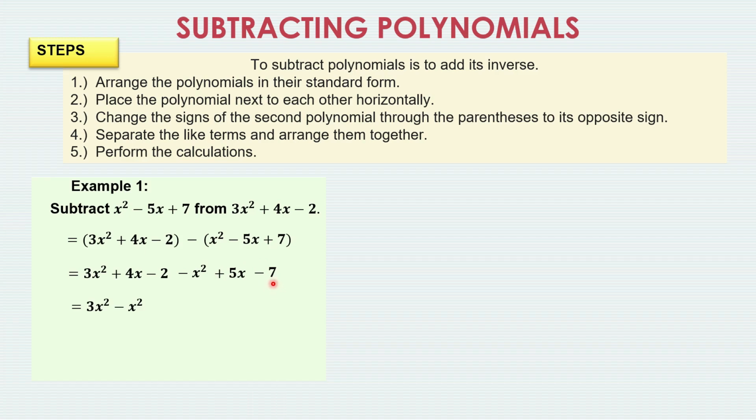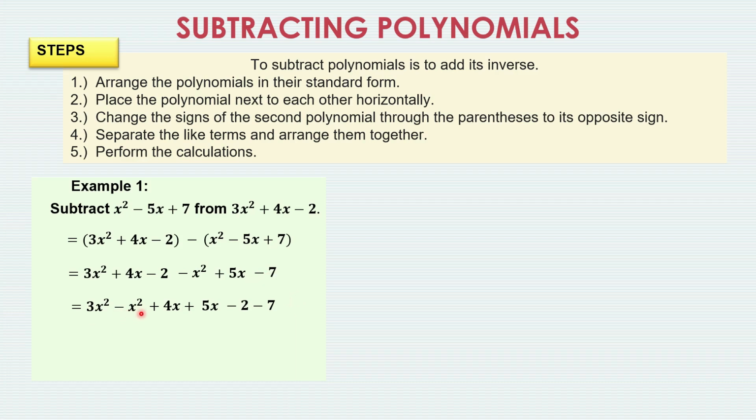And then we separate the like terms, or we combine the like terms. We have 3x squared minus x squared here. Next, we combine this 4x and 5x. And then we combine negative 2 and negative 7. And there you have it. After this, we perform the calculations for our last step.